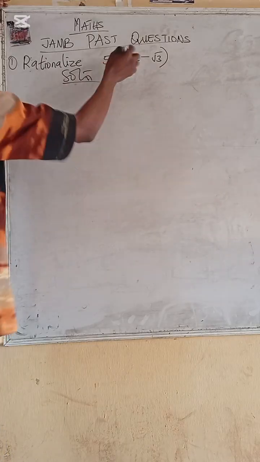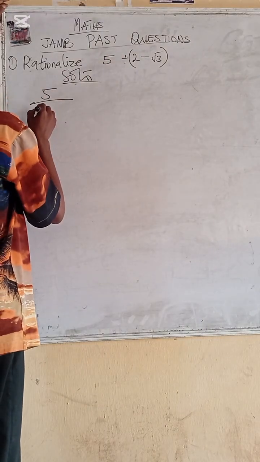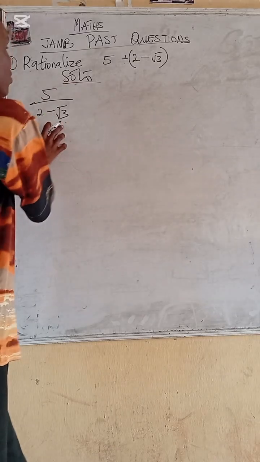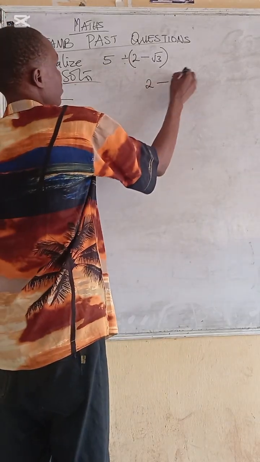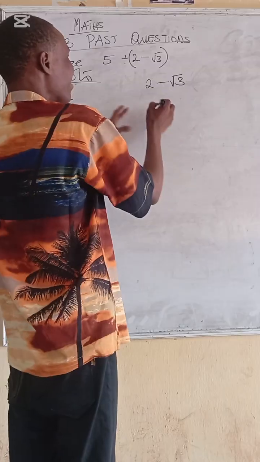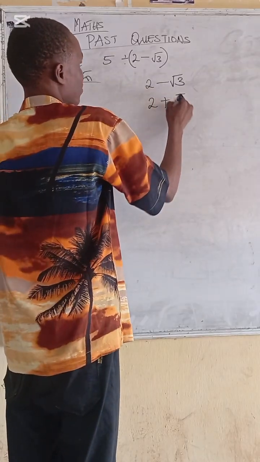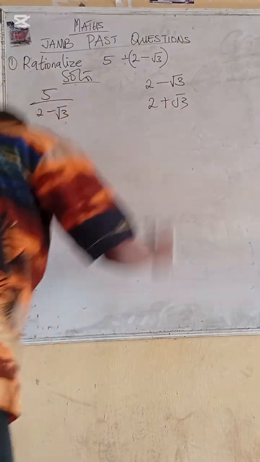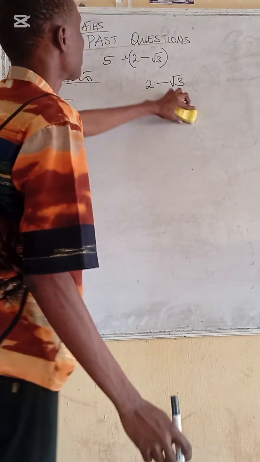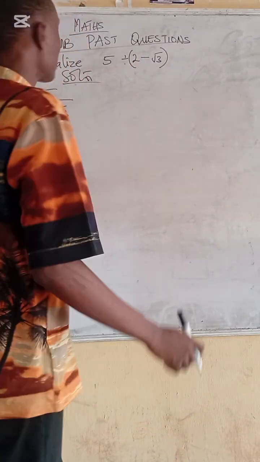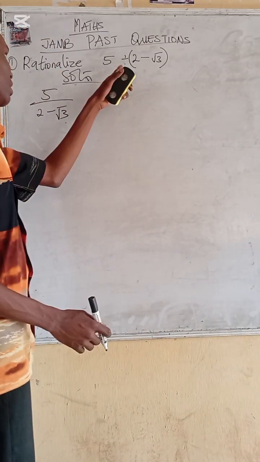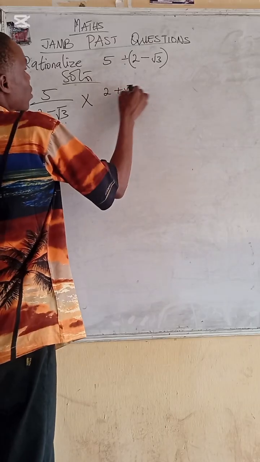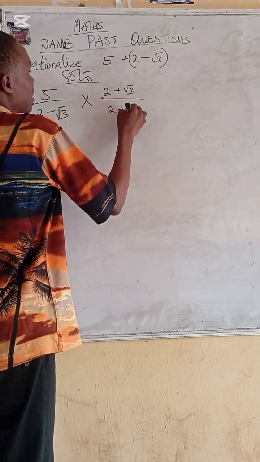So watch. Now this will become 5 all over 2 minus root 3. Now you find the conjugate of the denominator. The denominator is 2 minus root 3, so the conjugate will now be 2 plus root 3. I've taught you this before, so I expect you to know what a conjugate is. You multiply both the denominator and the numerator by the conjugate. So we multiply by 2 plus root 3 all over 2 plus root 3.